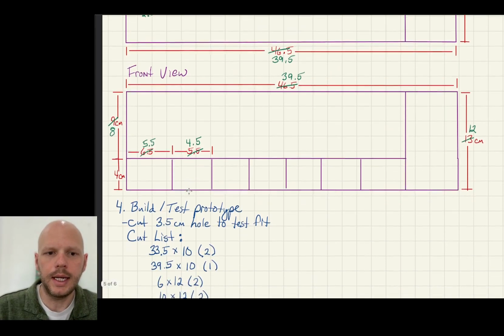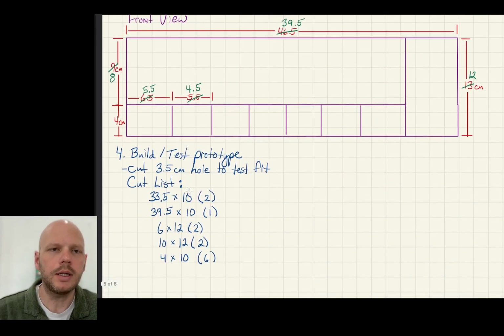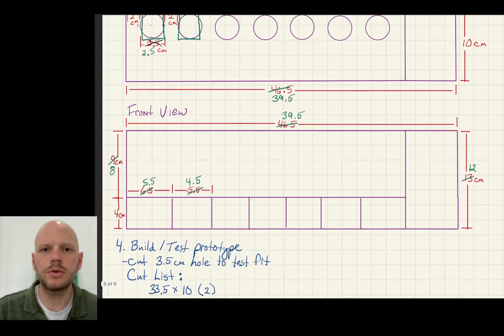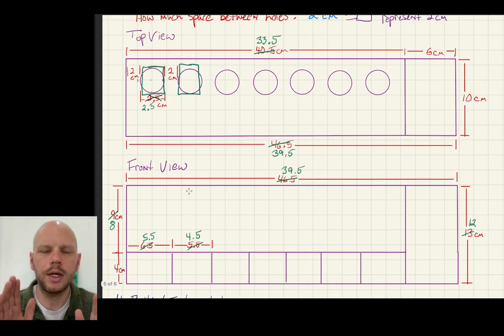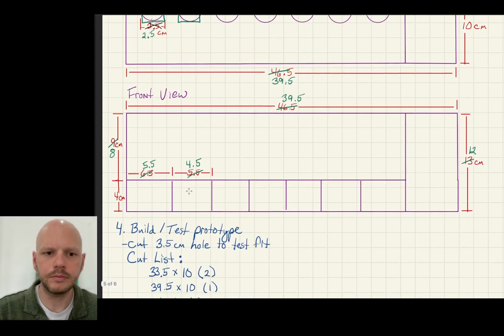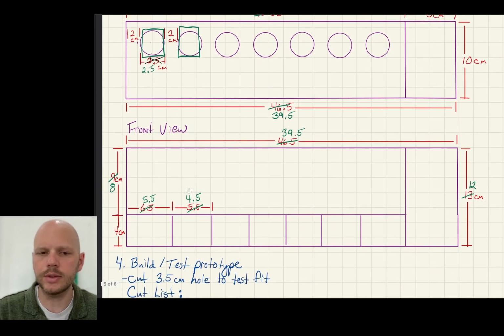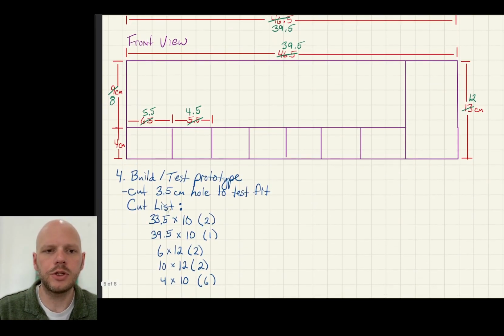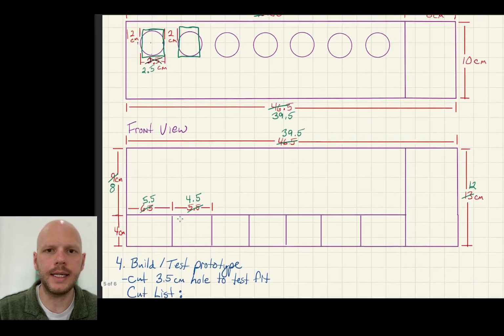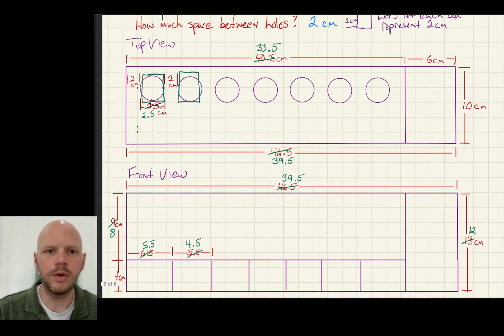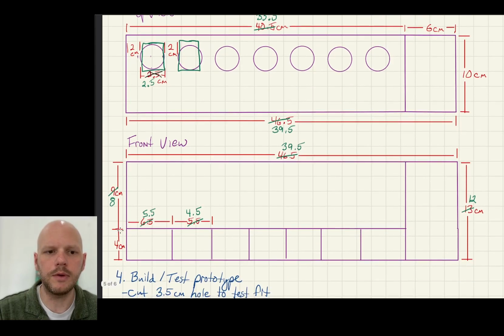And now what I want to do is develop a cut list. So you can look at this drawing, but how do I go from looking at this drawing to knowing exactly what I need to cut out? So I need to cut out 2 33.5 by 10 pieces. One of those is going to be for the top right here, and the other one is going to be for that shelf, because this is 30. Let me switch over to my laser pointer here.